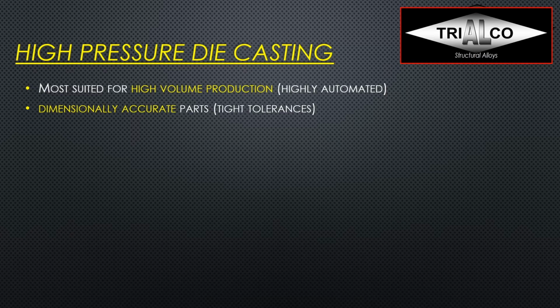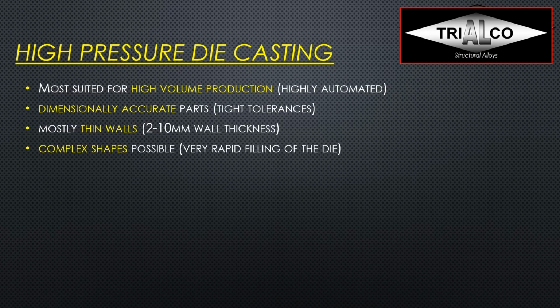You can also make thin walls, so you can get down to 2 mm wall thickness. That's something you could not make in the other processes, at least not easily. And you can cast pretty complex shapes. When I say complex though, it still has to be possible to just open and close the die and maybe work with a couple of cores that you can pull out. But it's very difficult to have lost cores, like in gravity or low pressure processes.